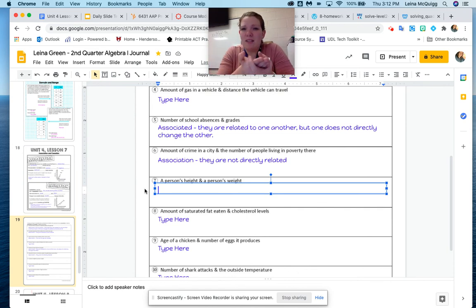I have a 2-year-old and a 4-year-old, and they are about the same weight, but they're drastically different in height. So these have neither. They're not associated or caused. One doesn't cause the other. So we're going to say neither. These are not related. No correlation. We can say no correlation.